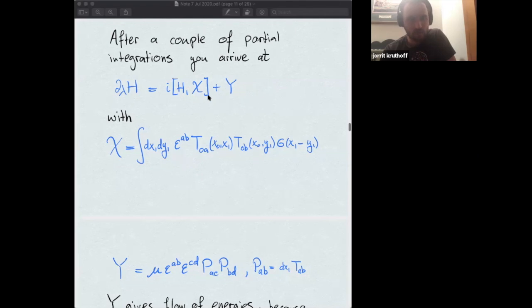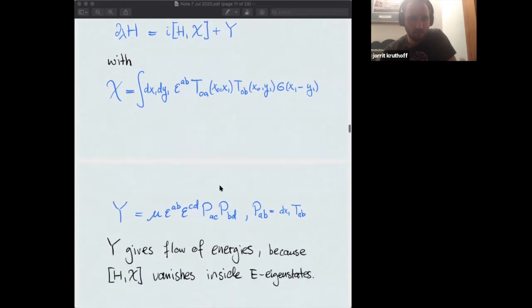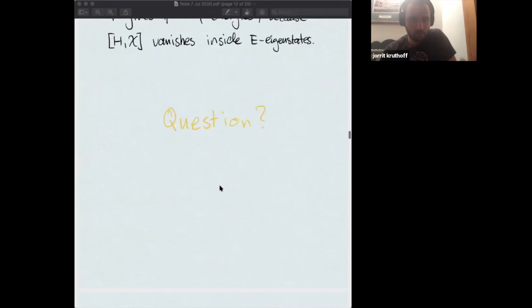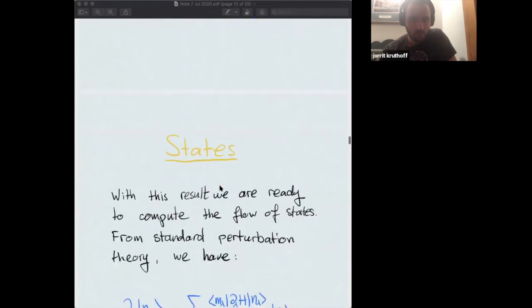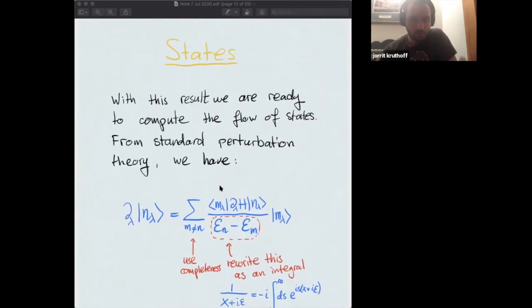So y will only appear on the cylinder, and this mu is 0 on the plane, and then there's only this commutator. Okay. All right. So now with this result, we're actually already ready to discuss the flow of states.